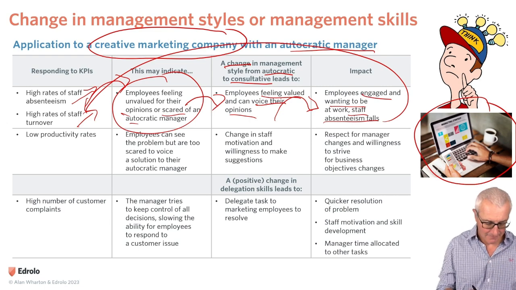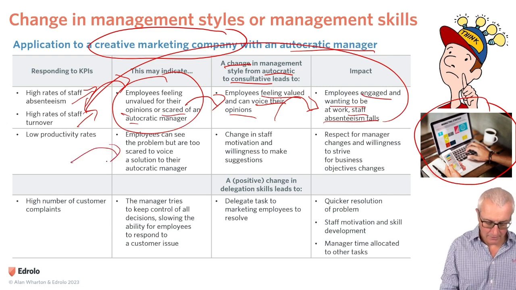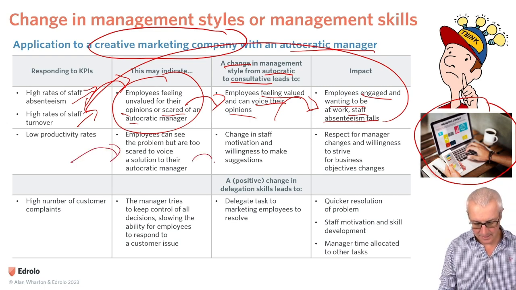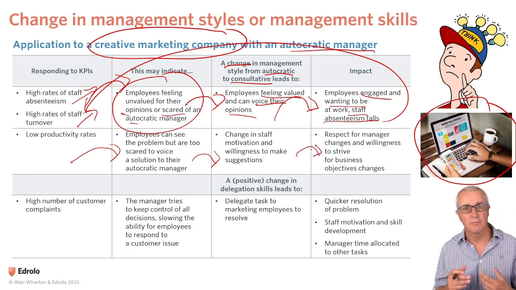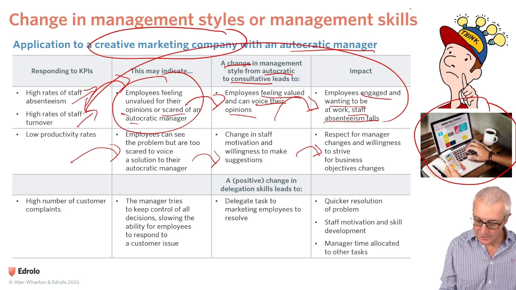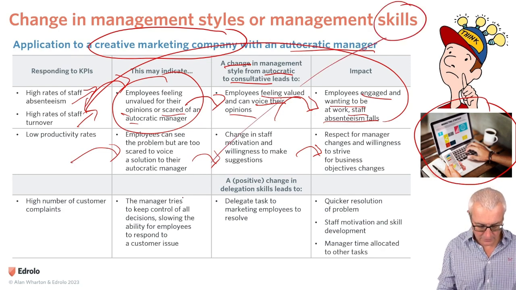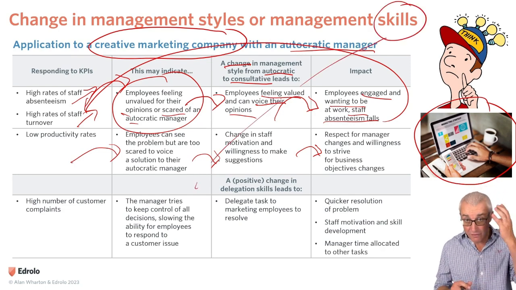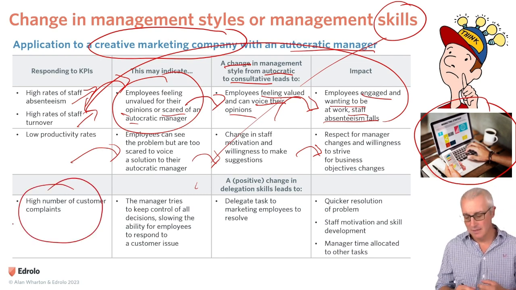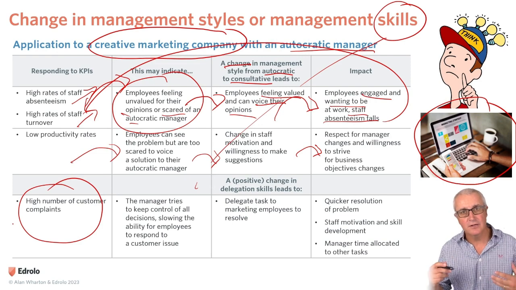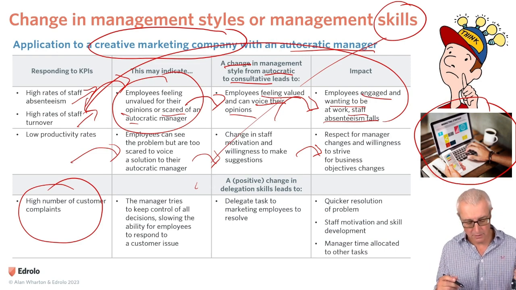Do the same thing again in your head with this one here, where we have low productivity rates. How can changing the style resolve that problem? Now, the second point was skills. Another strategy we can have is skills. So imagine and think about if we've got a high number of customer complaints. If we're in our advertising marketing company, why might that be occurring?